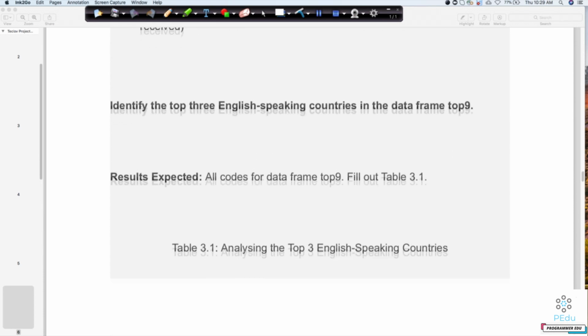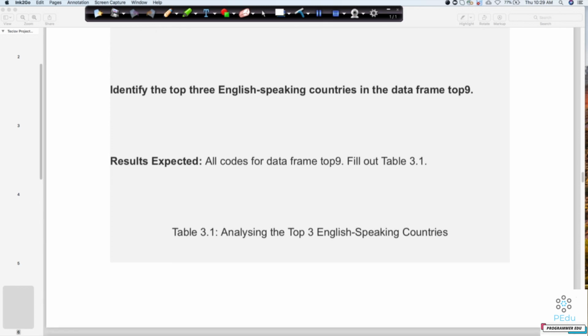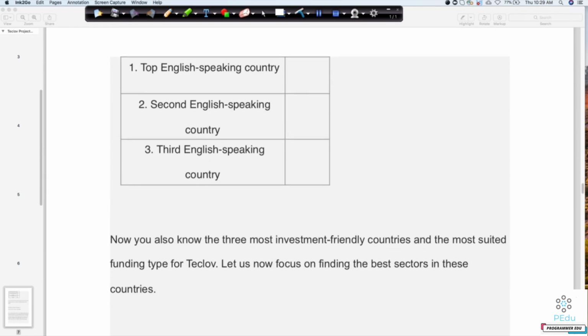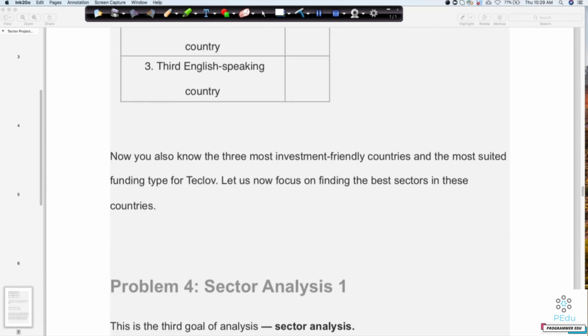So identify the top 3 English speaking countries in the data frame top 9. Remember that I'm talking about English speaking countries. There is a possibility when you will be solving this problem, in the top 3 countries, there will be countries which are non-English speaking as well. So you need to make sure that you remove them. Now this is the sheet which you have to fill up. Okay, so this is the sheet which you have to fill up for case study 3.